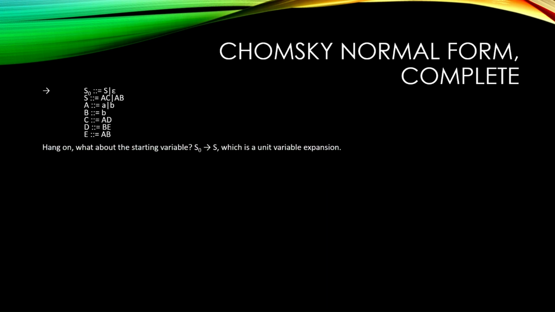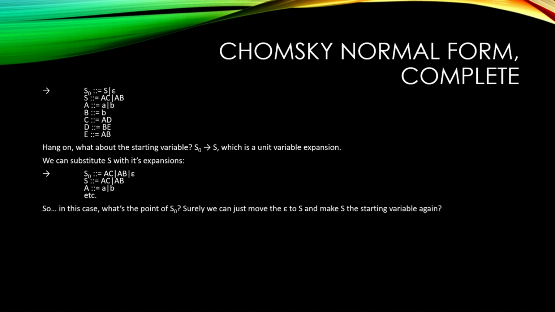Now, Chomsky normal form is almost complete, but we forgot about the starting variable. It's a unit variable expansion. Well, we can substitute the expansion of S into S0 with S's expansions, but doesn't this look a little bit messy? We have S0 and S having almost exactly the same expansions. So in this case, what's the point of S0? Surely we can just move the epsilon to S and make S the starting variable again.